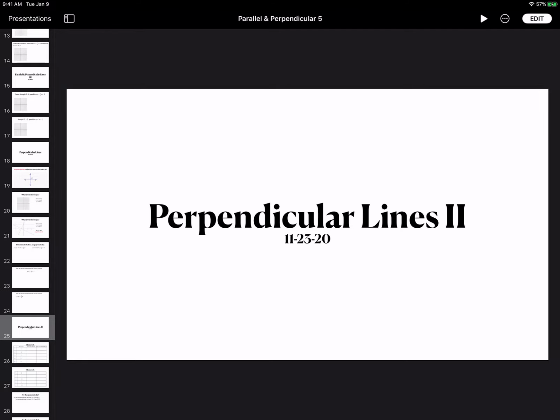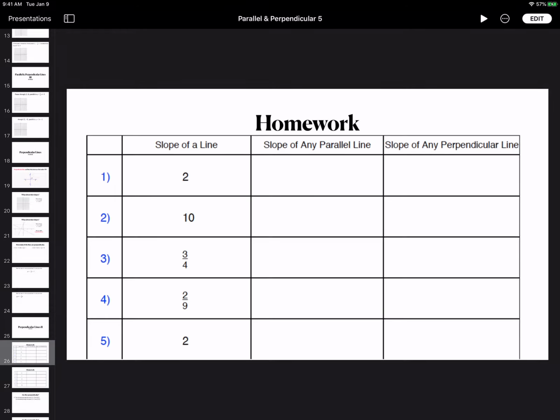Hello class, for today we're going to be talking about perpendicular lines part 2. Particularly, we are going to see how, if I give you the equation and they give you a particular point that it needs to be going through and it's perpendicular to the given equation, how do you solve questions for something like that? Okay, so let's get started with the homework questions that I asked you to do.